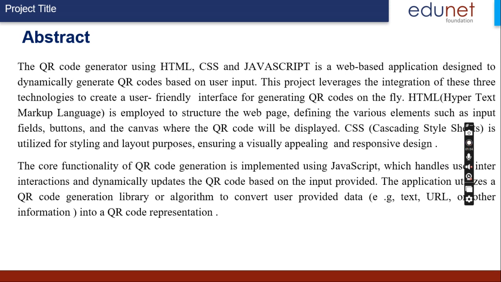CSS, Cascading Style Sheets, is utilized for styling and layout purposes, ensuring a visually appealing and responsive design. The core functionality of QR code generation is implemented using JavaScript, which handles user interactions and dynamically updates the QR code based on the input provided. The application utilizes a QR code generation library or algorithm to convert user provided data into a QR code representation.